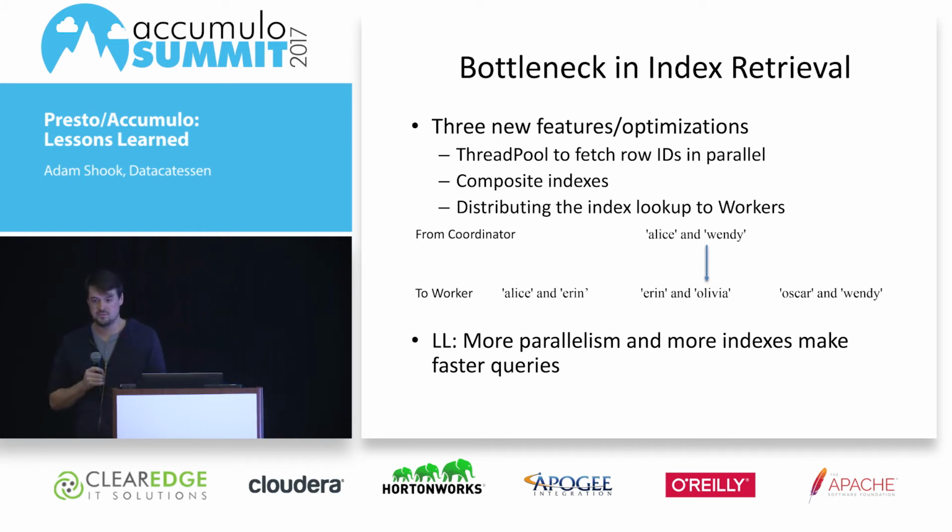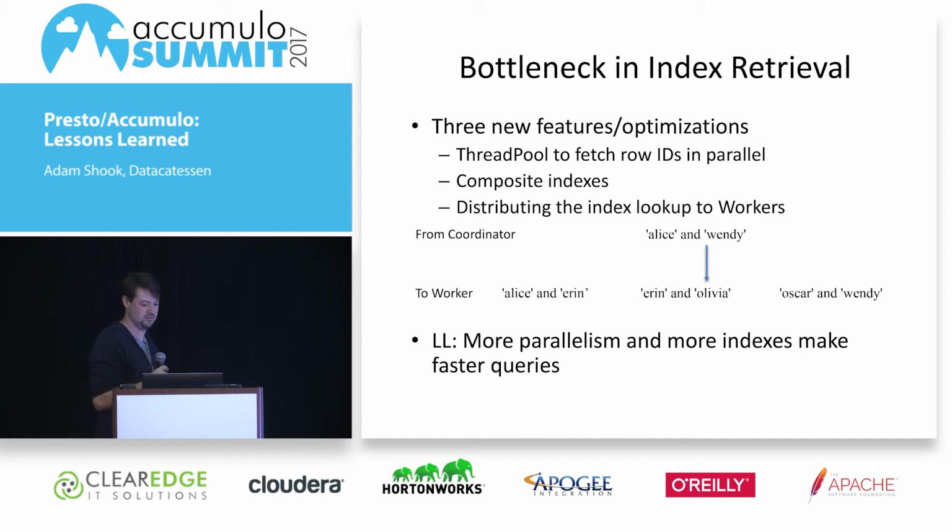First, the easiest one was just adding a thread pool to fetch the row IDs in parallel. That was simple enough to do. The second one was we added composite indexes. Now we're storing additional data, taking the username and the timestamp, creating a separate index column of that and storing it in Accumulo. So now we're pushing that set intersection to the tablet servers and storing more data, but out of that we get faster queries.